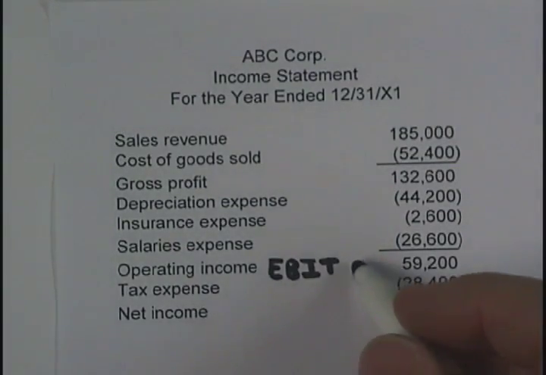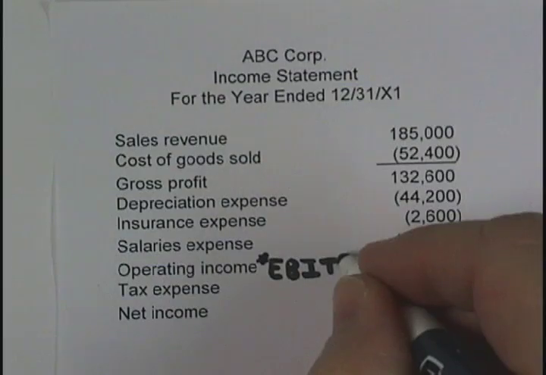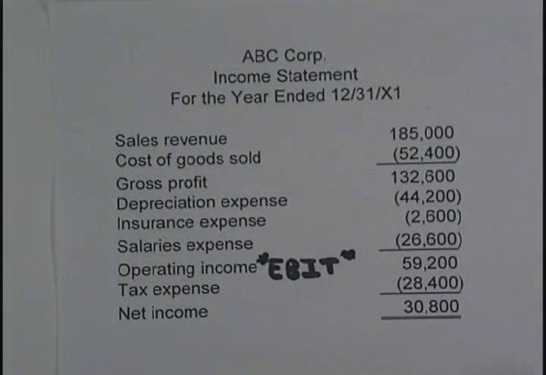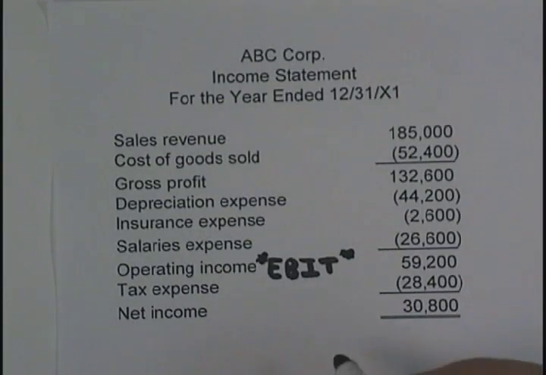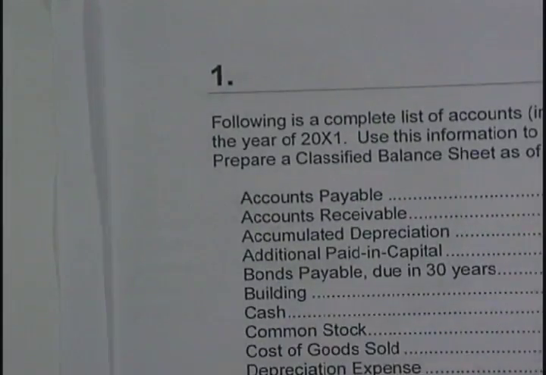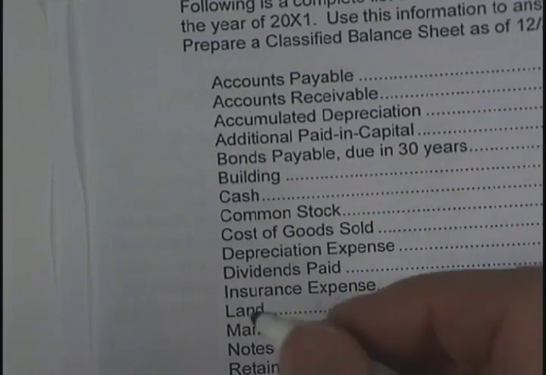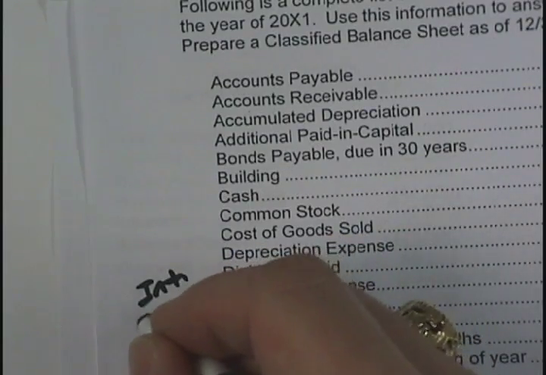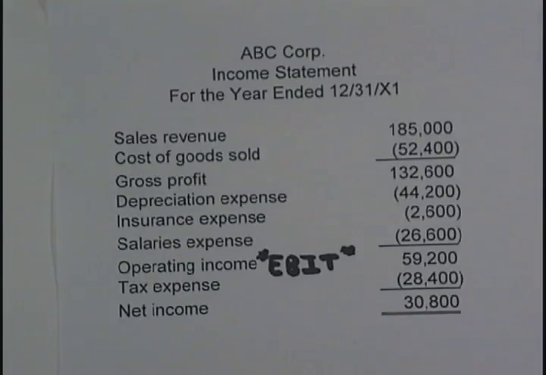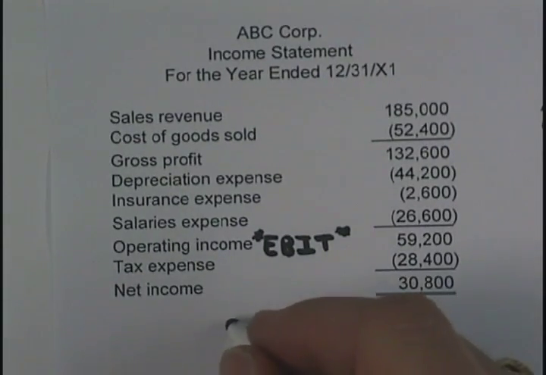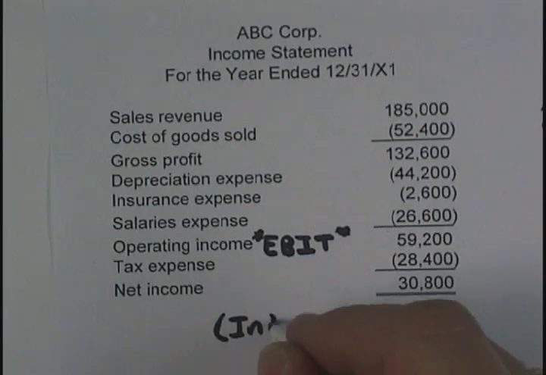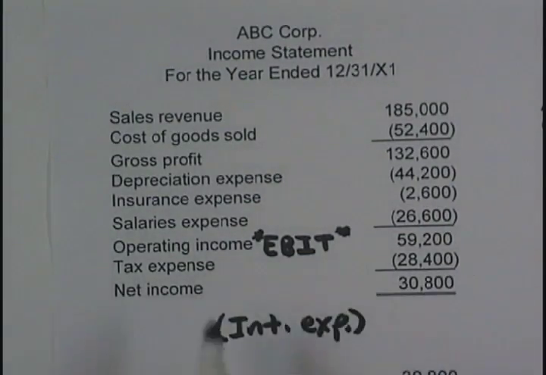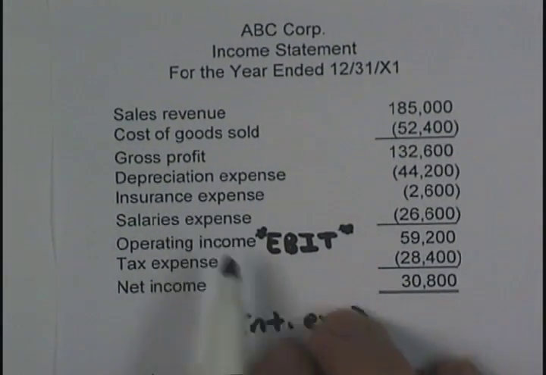And EBIT is something we will see quite a bit during the course of the semester. It's the same thing as operating income. Another thing we will often see that's not shown on this income statement, because we didn't have it in the information we were given, would be interest expense. We just didn't have any interest expense for ABC Corporation. If we did, it would be subtracted after the operating income is calculated, because interest expense is a financing expense, not an operating expense.